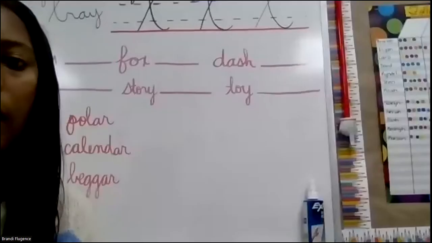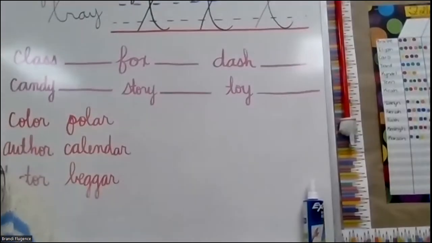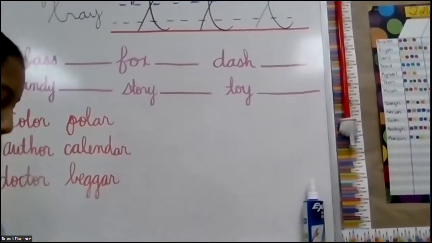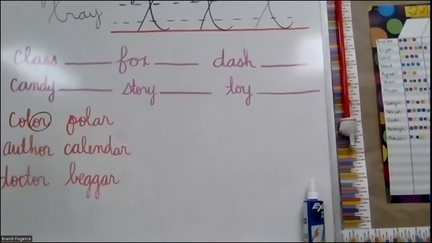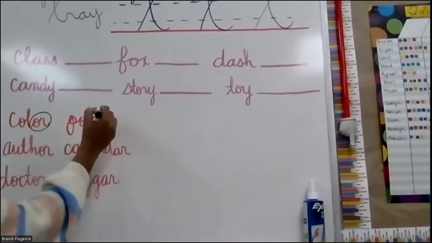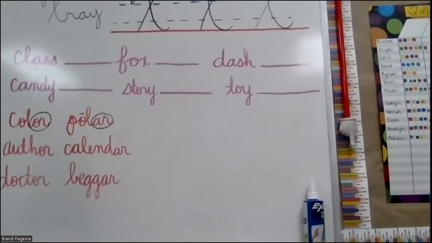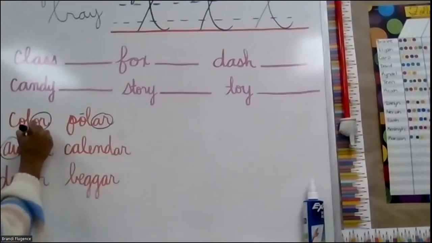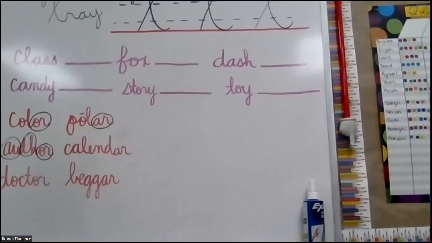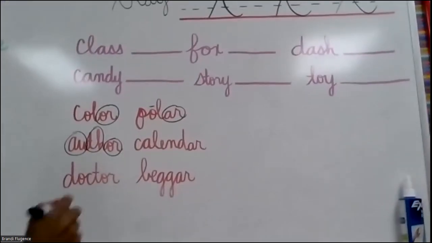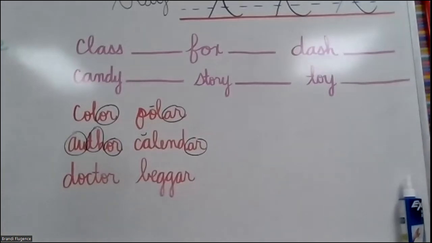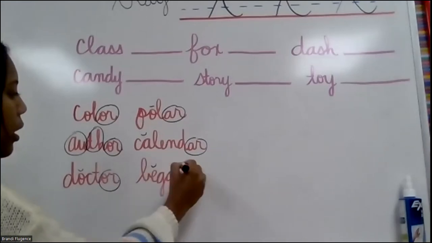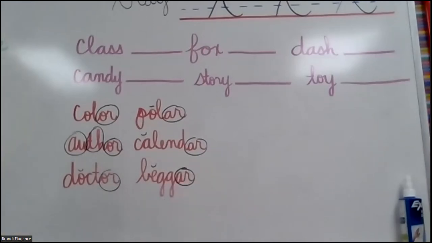All right. So today we're going to go over sounds A-R-R and O-R-R. Okay, so I'll go ahead and circle the sound. So we have O-R-R. Word is color. Next one. A-R-R. Polar. Next we have A-U-R-T-H and O-R. Author, not Arthur. Author. Next we have A-R-R. Calendar. Next O-R-R. Doctor. And then A-R-R. Good.